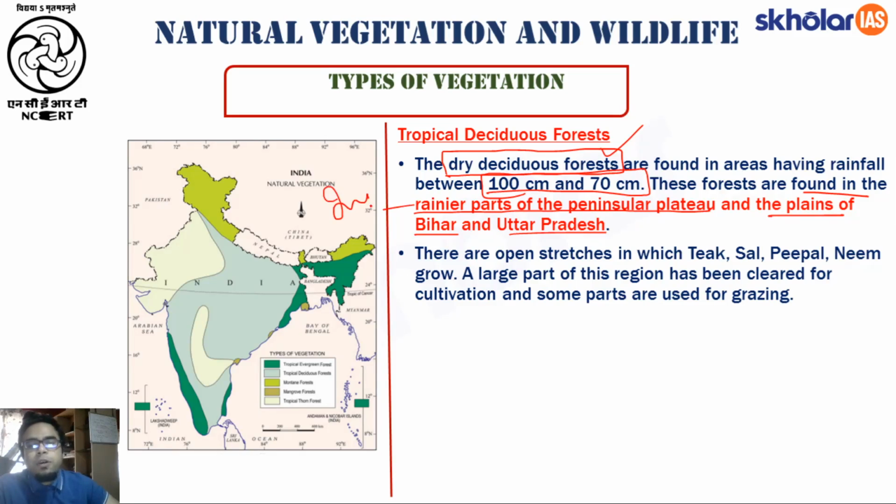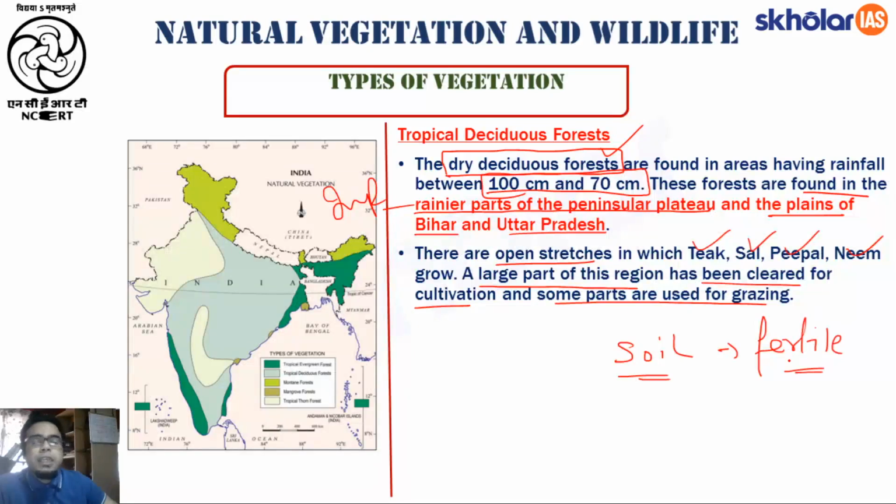Again, very important point. These are open stretches in which we find sal, teak, peepal, and neem, right? A large part of this region has been cleared for cultivation, and some parts are also used for grazing, because the type of soil found here is very fertile, and therefore the forest has been felled here for the purpose of agriculture.